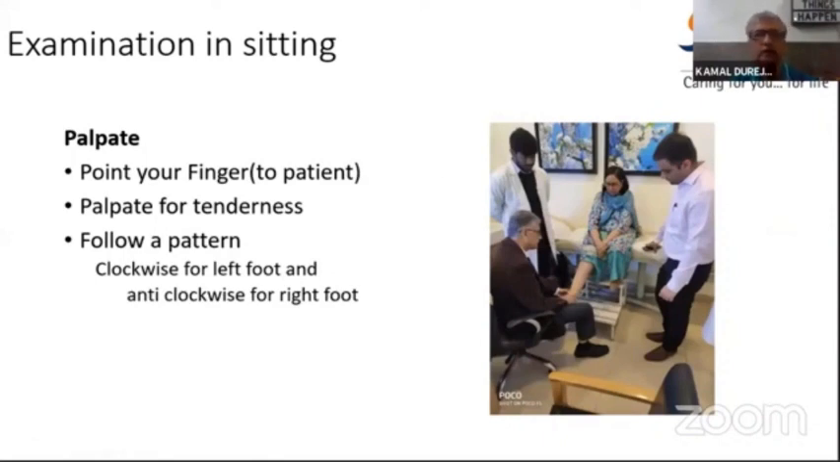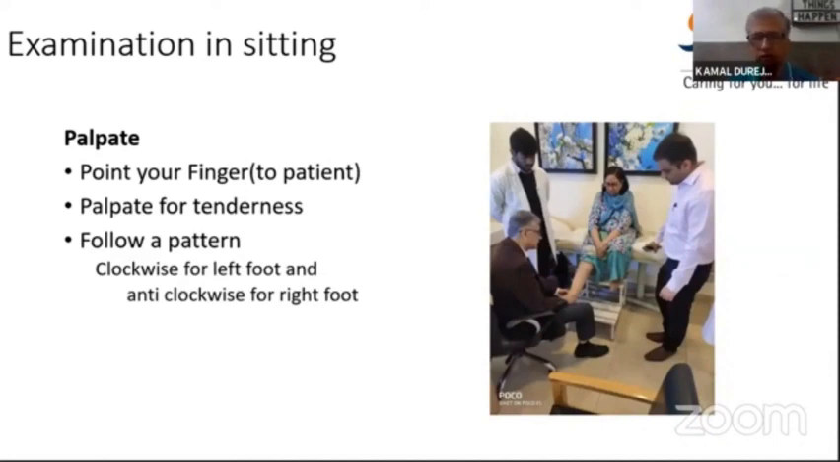Yes. Okay. So before I start doing palpation at different points of the foot, I always ask the patient, where is the pain? Put your index finger at the point where you have maximum pain. Because then I know that I have to be gentle with the patient when I am touching that point, and my examination should revolve around that area. It is also good practice to always follow a particular pattern, like examining clockwise for the left foot and anti-clockwise for the right foot.